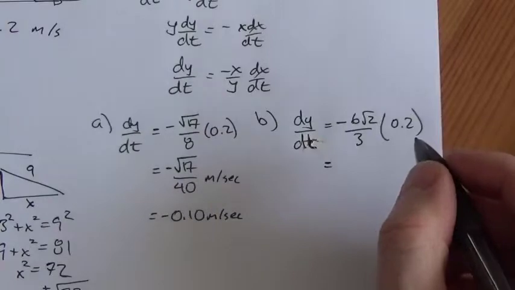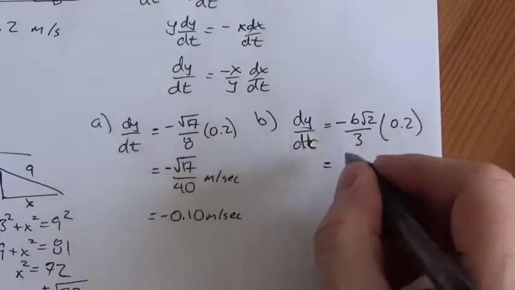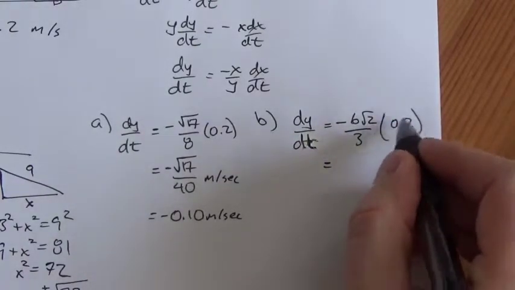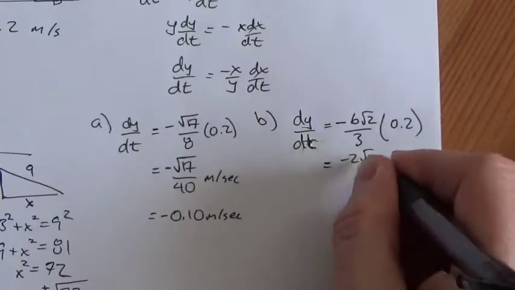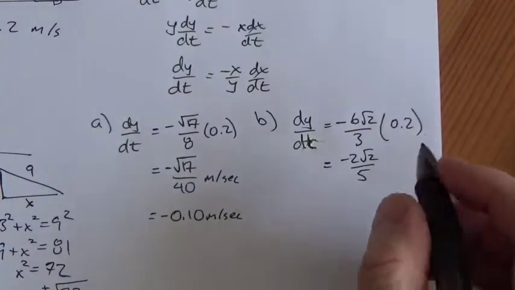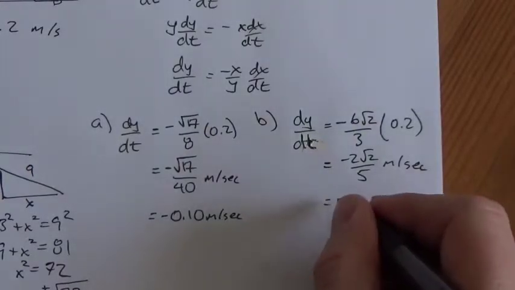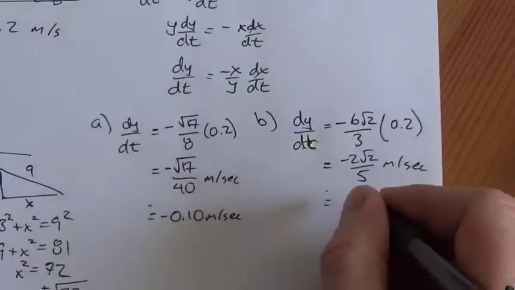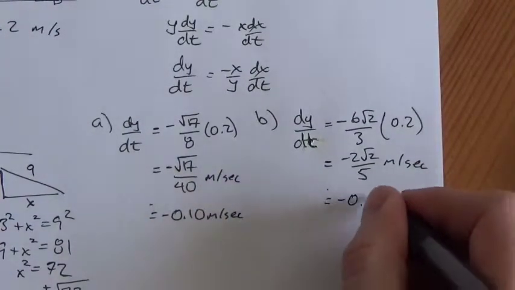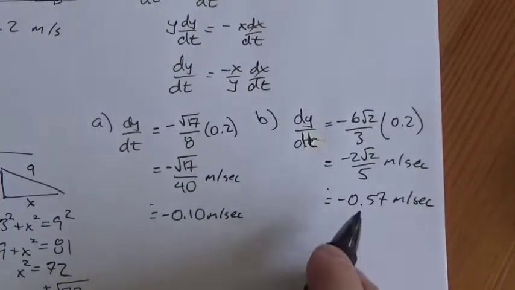Okay, and so now what do we got here? Well, we can cancel the 3 out, so it becomes negative 2 root 2. And that's going to be negative 2 root 2 over 5, because of that 0.2. 0.2 is the same as 1 over 5 here. And so there we go. Meters per second. Now, let's just see what that is as a value. So this is going to be approximately negative 0.57 meters per second. So notice it's going quite a bit faster at this point right here.